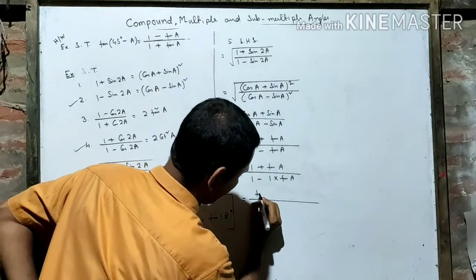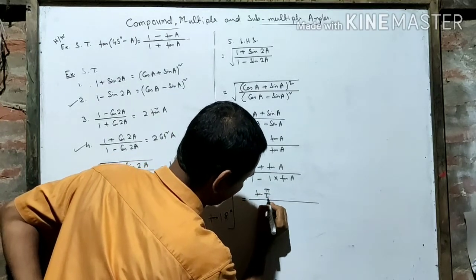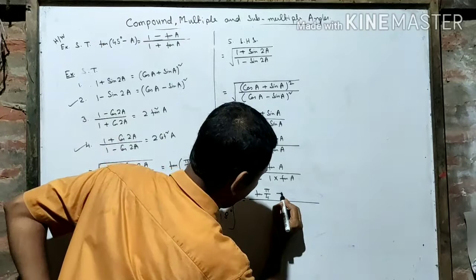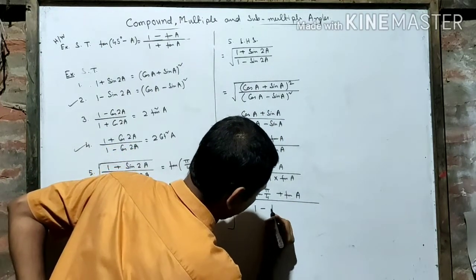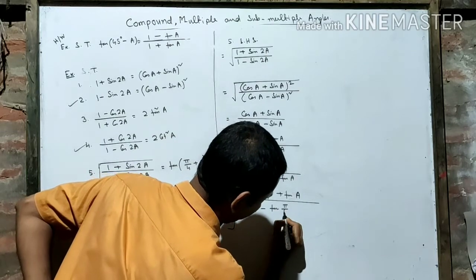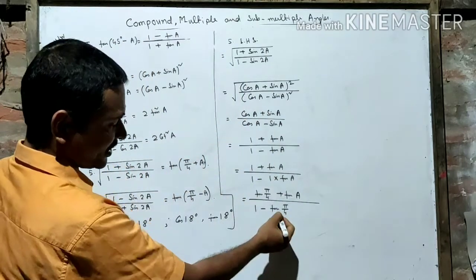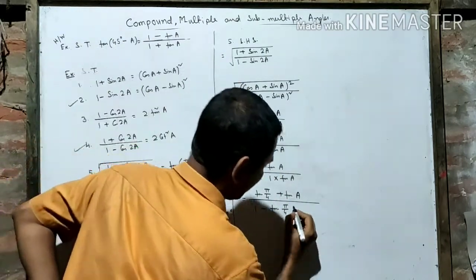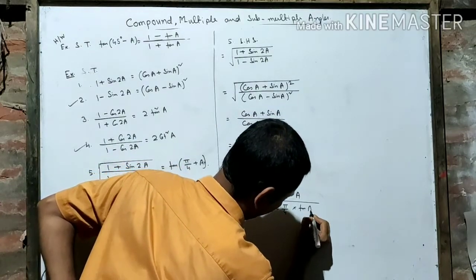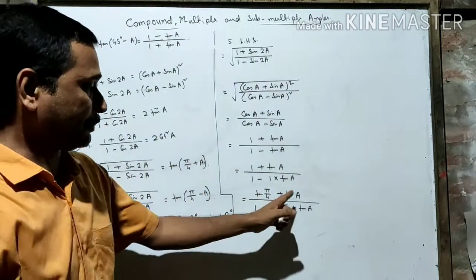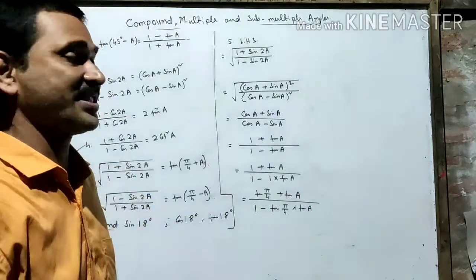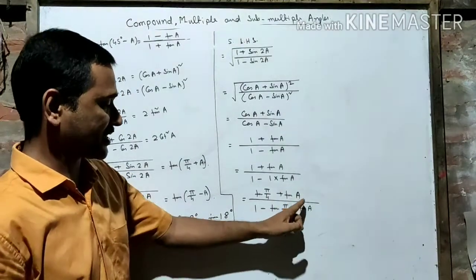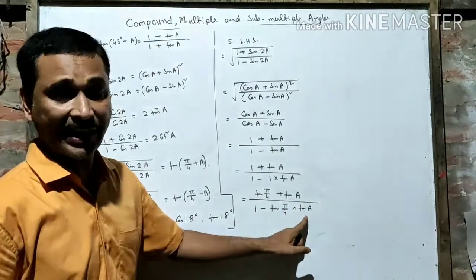Now this one can be written as tan 45 degree, that is tan pi by 4, plus tan a divided by 1 minus tan pi by 4 tan a. Tan 45 is 1. We have written tan pi by 4 in place of 1. Now we see the structure: tan a plus tan b divided by 1 minus tan a tan b. What is it? This is tan of a plus b.